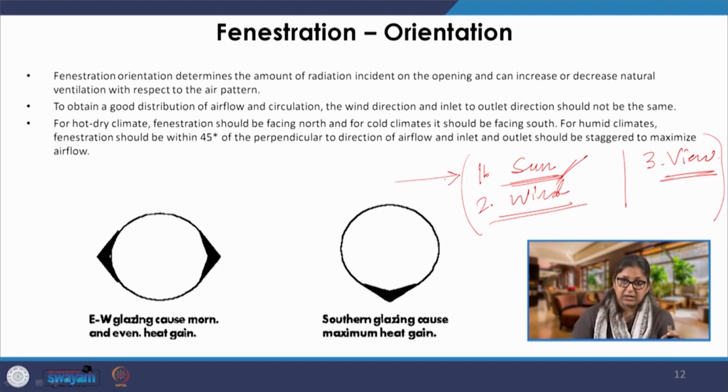A south window in the tropical climate of India, in the northern hemisphere, with a small projection will not bring in sun, but the east window and the west window will bring in sun in the morning and evening respectively. So, we have to choose which orientation to provide, if we want to bring in sun or if we want to cut off sun. The second is wind. If we want to bring in wind or if we want to cut off wind, we have to provide it perpendicular to the wind direction or opposite to the wind direction. So, this is what will determine the orientation of the fenestration.